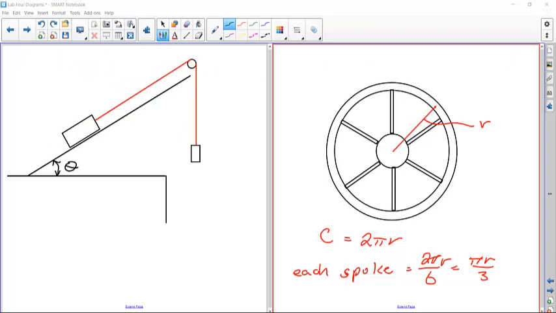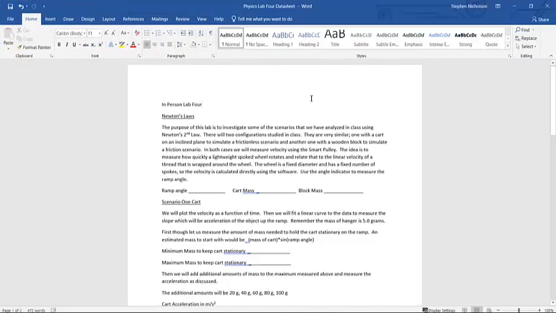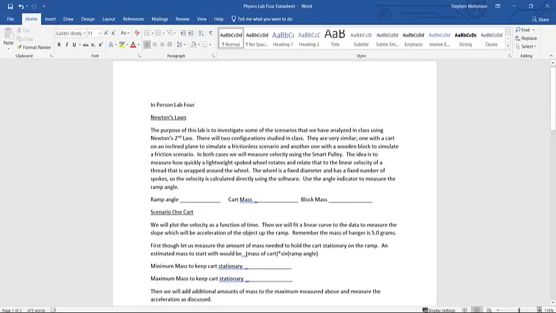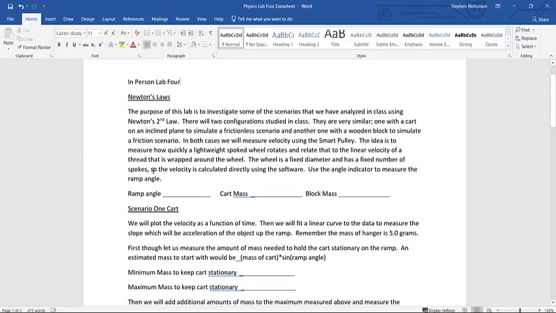So we're going to look at three different situations. So here's the lab explanation, and you can read it. I'll post it, but we're going to measure the ramp angle, just like we did before with the angle indicator, not using the rulers. We're going to measure the mass of the cart, which is the same cart that we've been using, and we're going to measure the mass of a block, which has no wheels.